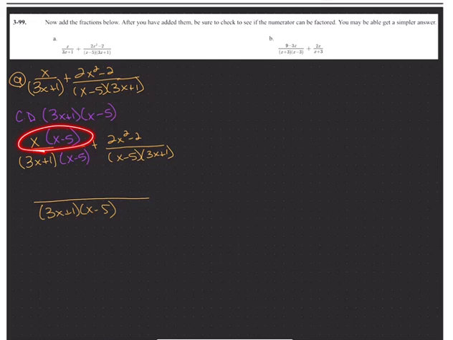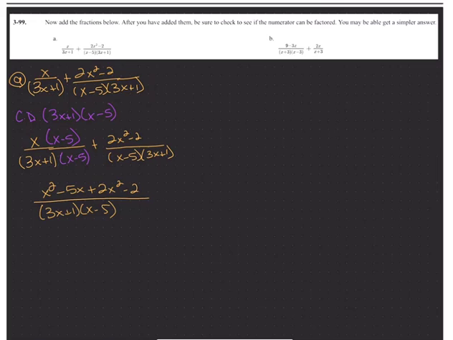So I'm going to add this part, but just to save a step, I am going to distribute at the same time. So I'm going to do x times x is x squared. X times negative 5 is going to give me negative 5x. What am I doing here? I'm adding. So plus this numerator, which would be 2x squared minus 2.